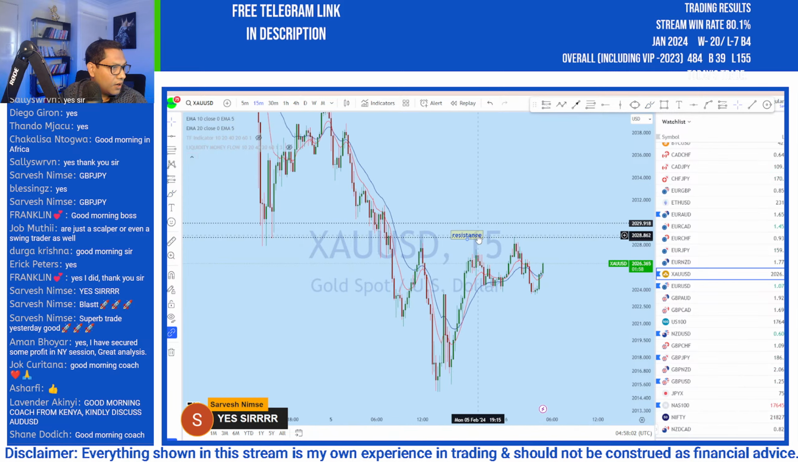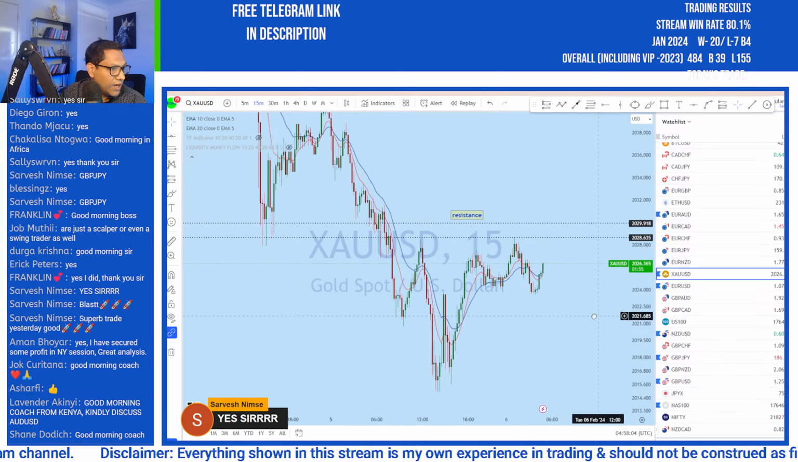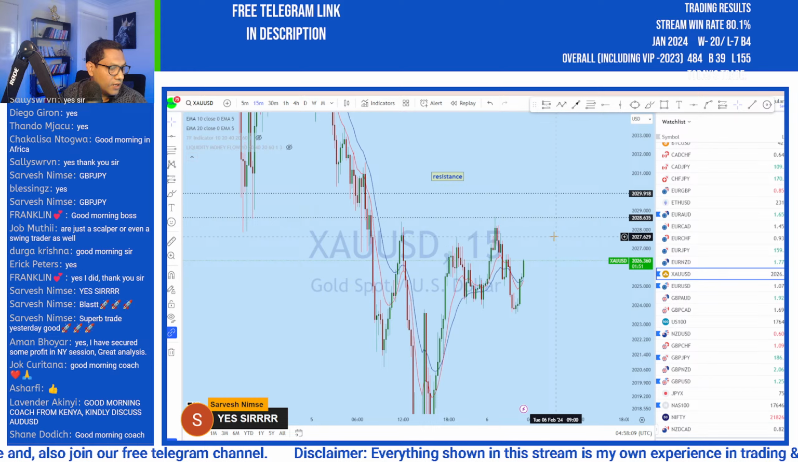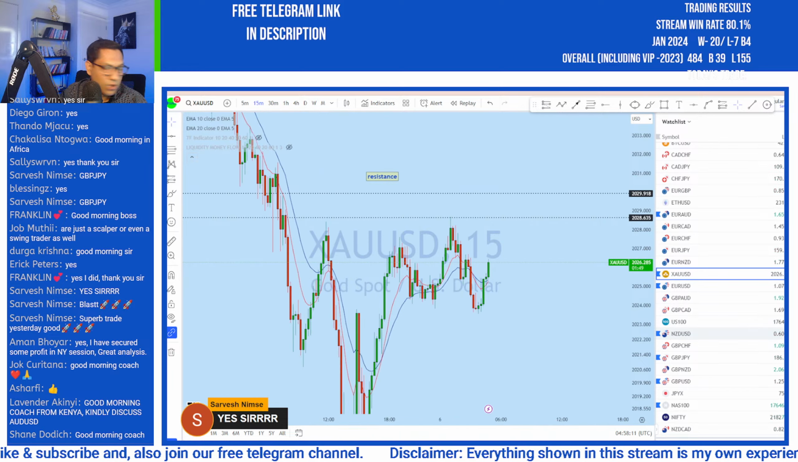So for me, I'll look for selling once the price will be hitting this zone, and then we'll be seeing how the price is reacting to that level.